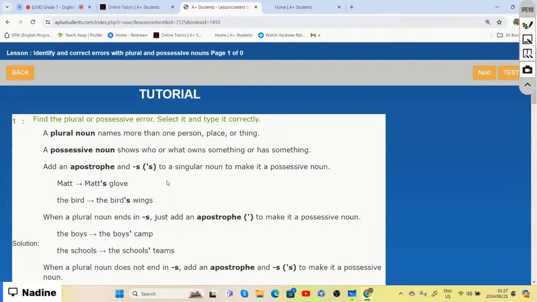It is now basically a plural form, right? And if the plural ends with an S, like for example, if we're talking about the camp that the boys are on, then we can say it is the boys' camp.